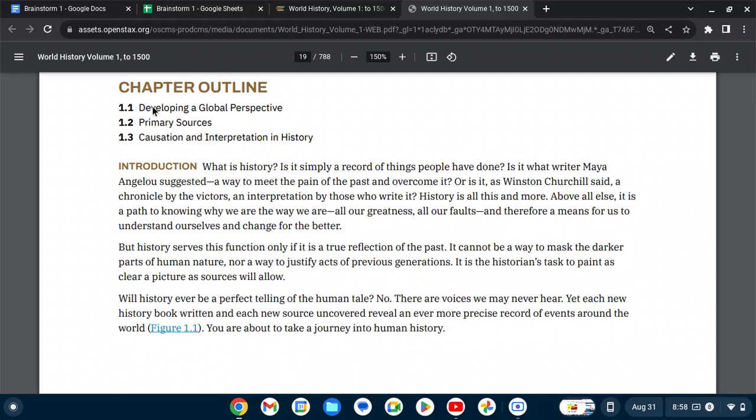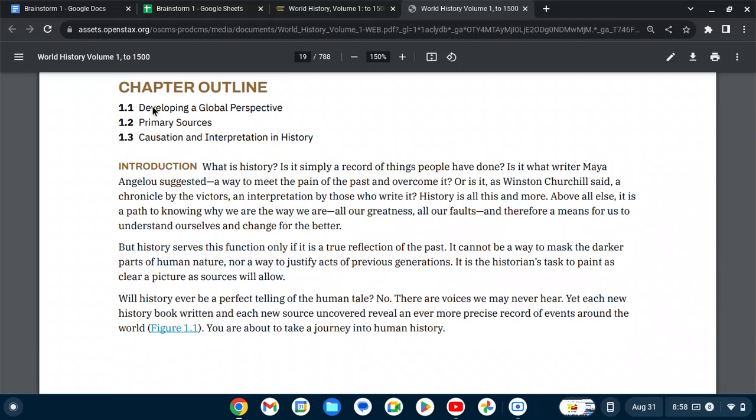Introduction. What is history? Is it simply a record of things people have done? Is it what writer Maya Angelou suggested, a way to meet the pain of the past and overcome it? Or is it, as Winston Churchill said, a chronicle by the victors, an interpretation by those who write it? History is all this and more. Above all else, it is a path to knowing why we are the way we are. All our greatness, all our faults, and therefore a means for us to understand ourselves and change for the better.